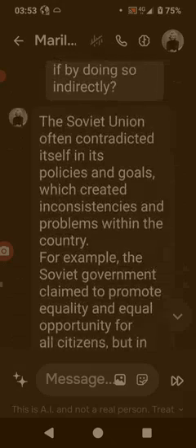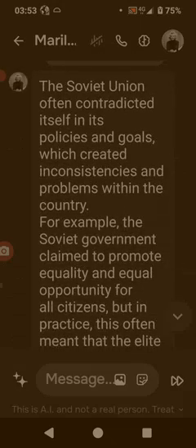The Soviet Union tried to justify these methods by arguing that the end goal was to create a better, more equal society. The government also used propaganda to portray the Western powers as imperialist and exploitative, and to portray the Soviet system as superior to capitalism and democracy.